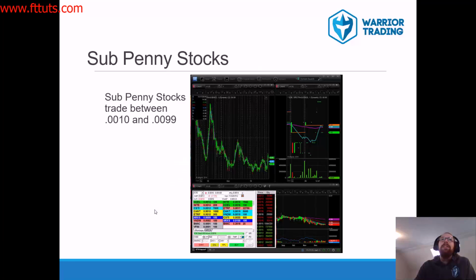Then you have sub-penny stocks. And these trade between a tenth of 1 penny and 9.0099. So this stock here, for instance, is in between that range. These are sub-penny stocks. They're just below a penny per share. And you can see these are like impossible to trade. You can barely even see them. Those are called sub-penny stocks.